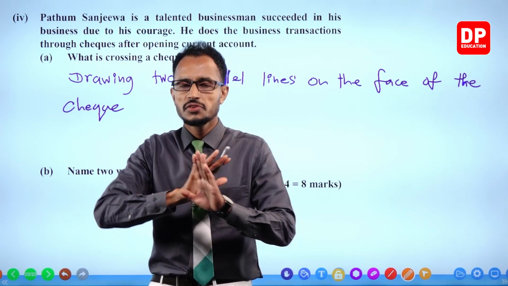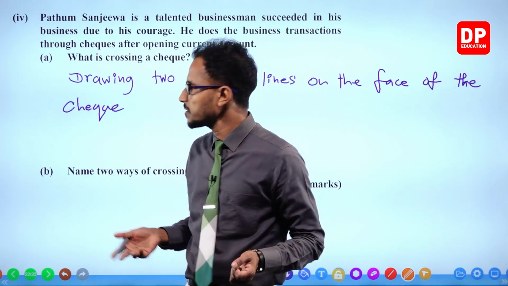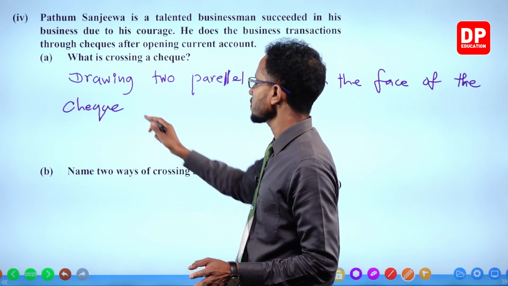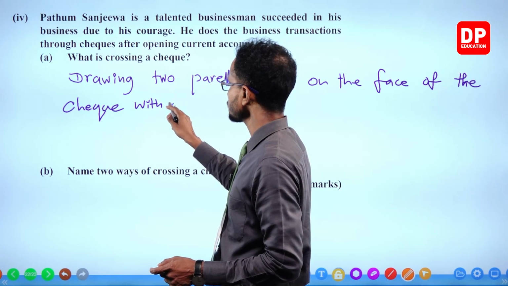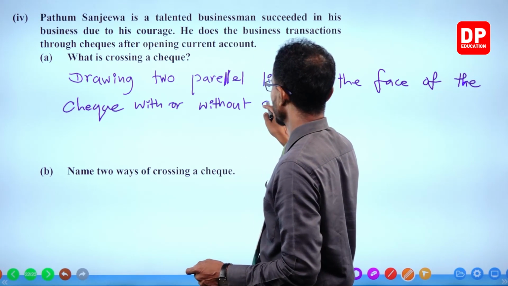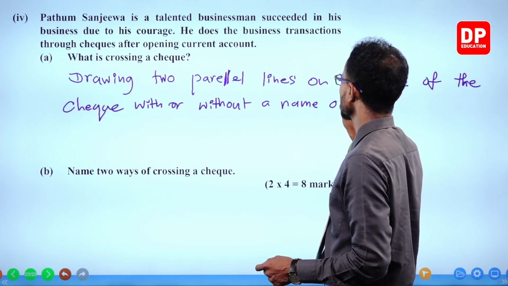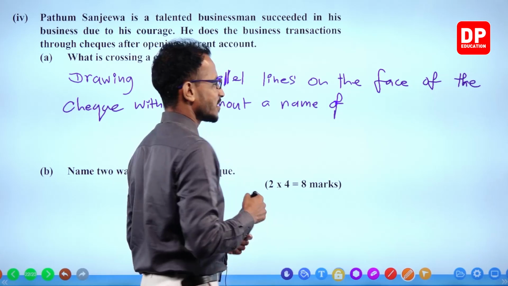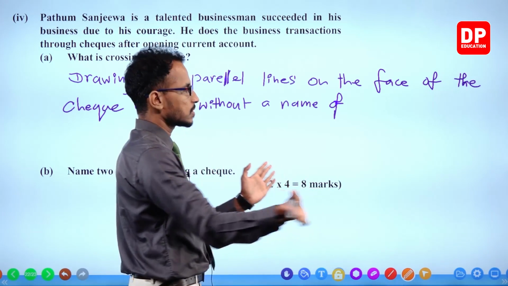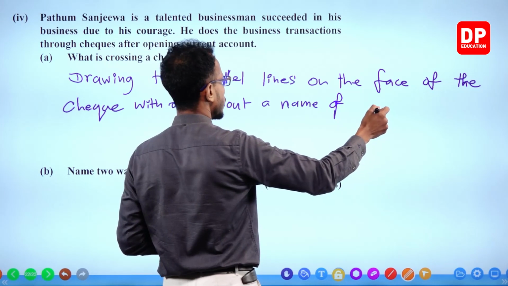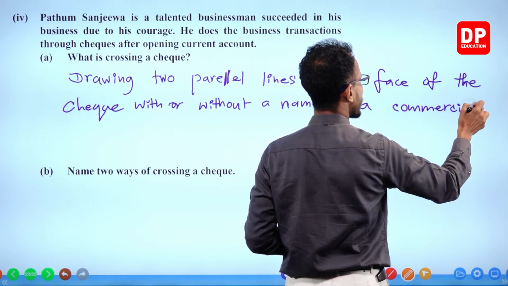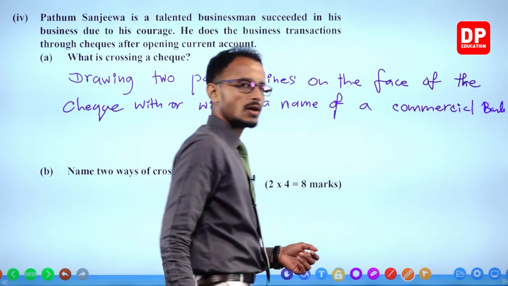Now you can finish and end your definition like that, but it's better if you can write what crossing a check is, more explanatory. With or without the name of a commercial bank. It's all right if you do not have that part, but it's better. Okay? With or without the name of a commercial bank. Got it?